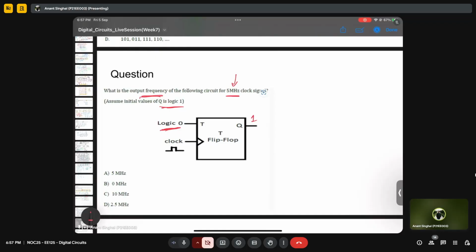So again, take maybe 2-3 minutes and let me know your answers in the chat box. I'd like to give you a warning that this circuit has 0 input. The previous circuit that we did had logic 1. This is just a hint. So try it out and let me know your answers in the chat box.